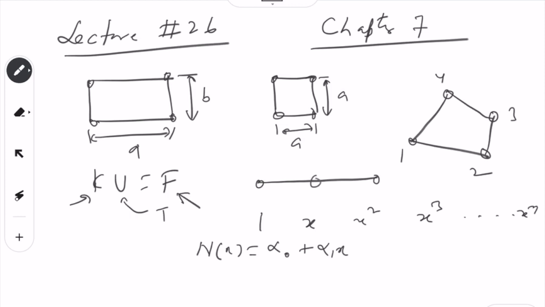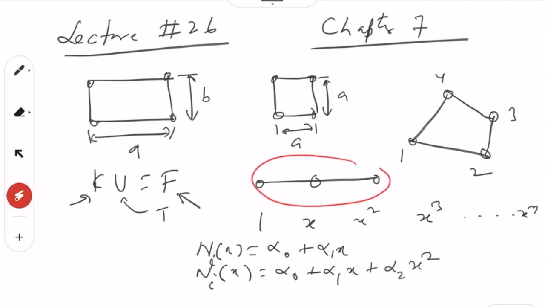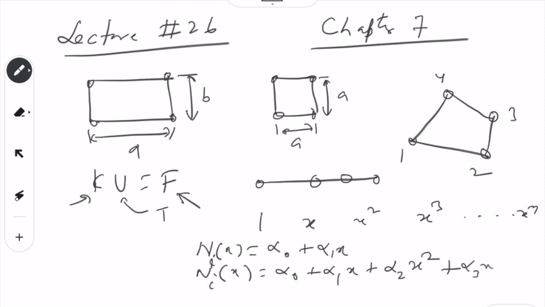If you have three nodes, let us say N_i(x) will be alpha naught plus alpha 1 x plus alpha 2 x square. So, this becomes quadratic. You add one more, then you will add alpha 3 x cube and so on. So, you keep on adding like this.